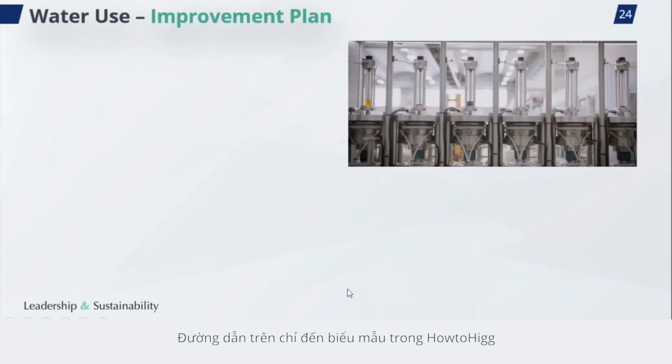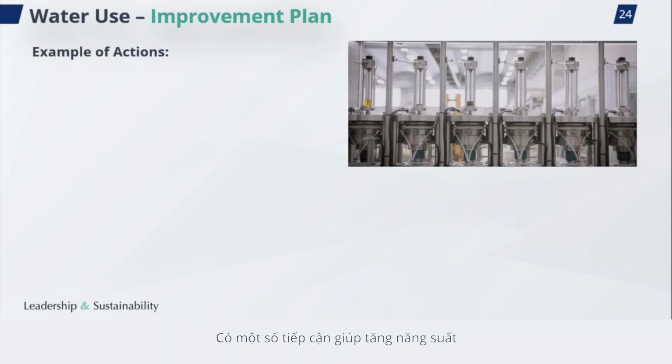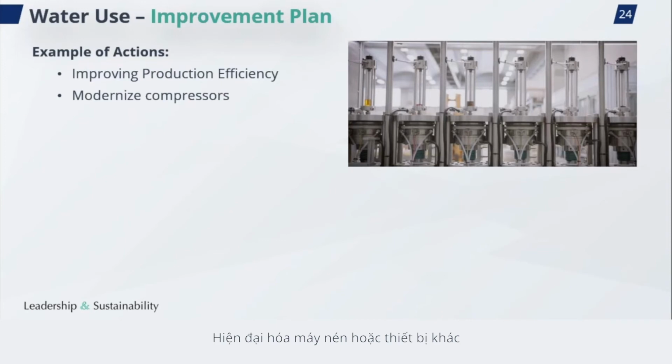And then when it comes to potential for improvements, improving production efficiency: if you increase your efficiency, you can produce more at the same time and with the same consumption of water. So there are several different types of actions that you can take. You can improve production efficiency. You can modernize compressors, for example, or other equipment.